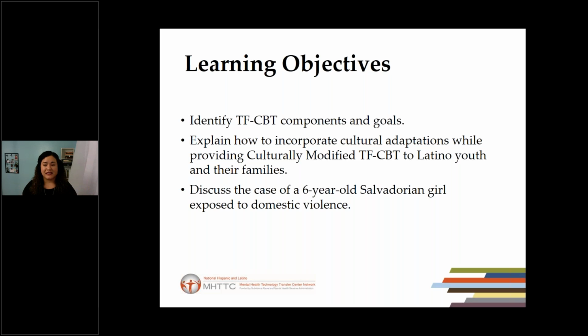Also through the presentation, I will be talking about the components and how to incorporate the adaptations to the model. I just want to explain also that I'm not certified as a TF-CBT clinician. I received the training, but I'm on my way to have my TF-CBT certification. And also I encourage all of you to take that type of certification. At the end of this presentation, I have the link of where you can be trained in TF-CBT. Next slide, please.